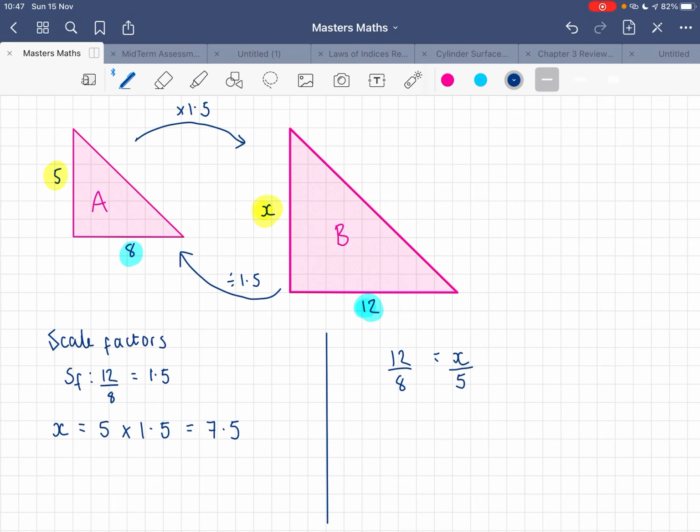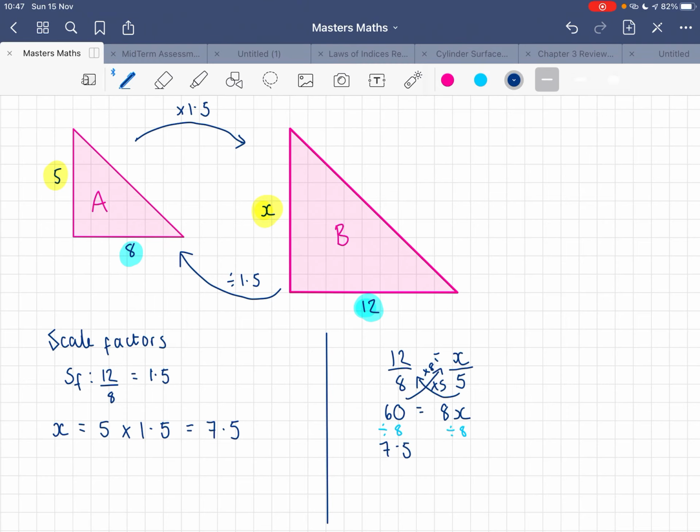So I'm going to cross multiply. I'm going to times the 5 over here and then the 8 over there. So 5 multiplies by the numerator to get 60, 5 times 12. And then the 8 multiplies by the x to get 8x. Then I'm going to divide by 8 to get what x is.